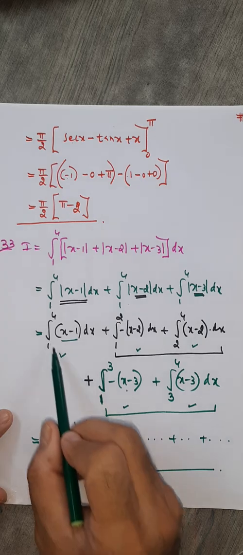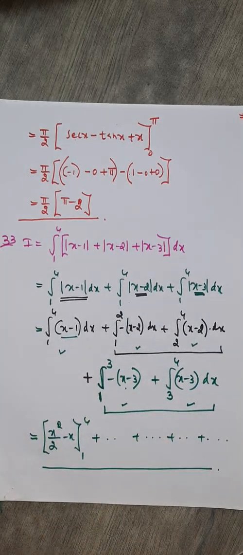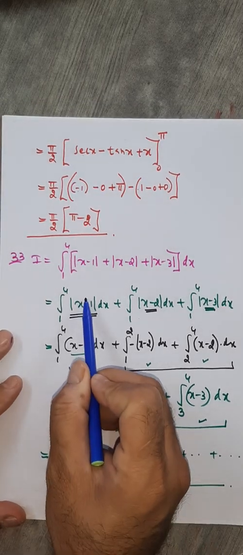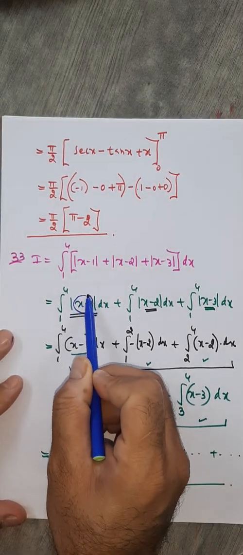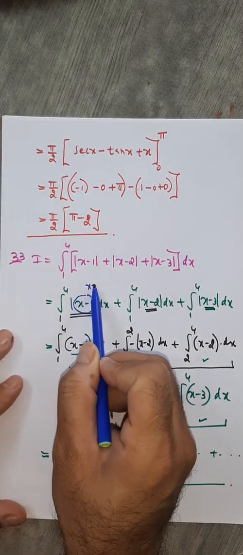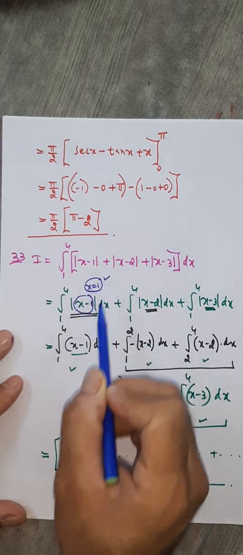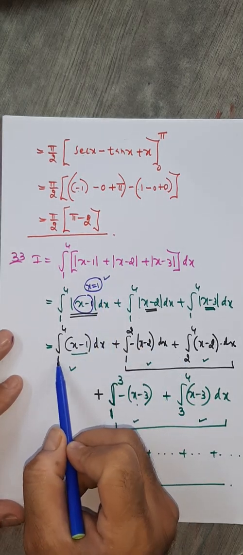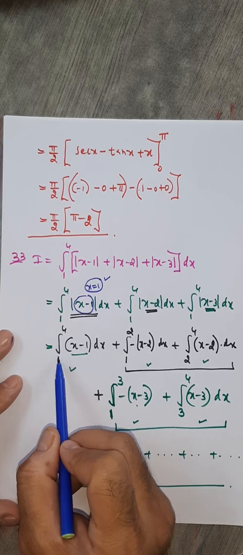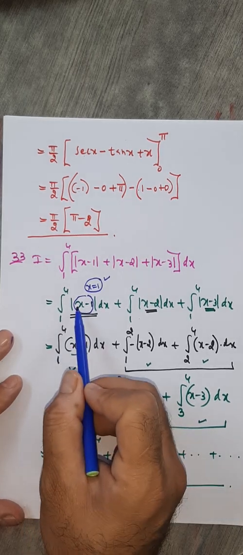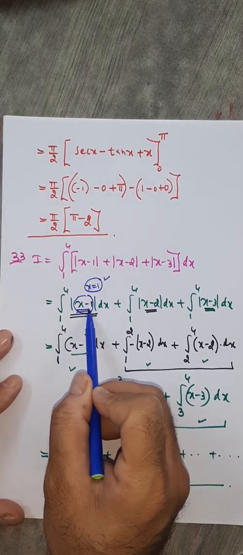The only important thing is how to remove the modulus. I repeat one more time: how do we remove the modulus? Find x for which this becomes 0. Where does this become 0? At 1. So x equals 1 here. But here the lower limit is already 1, so you cannot split further. That means this should be either always positive or always negative.